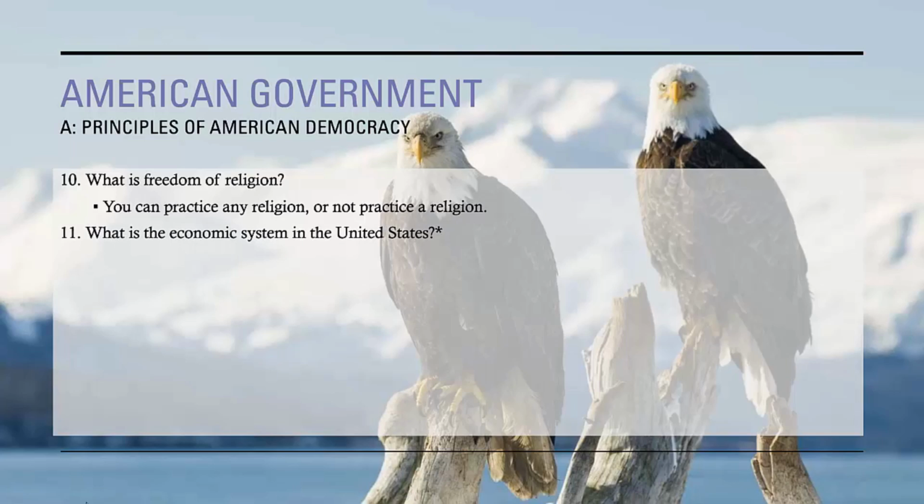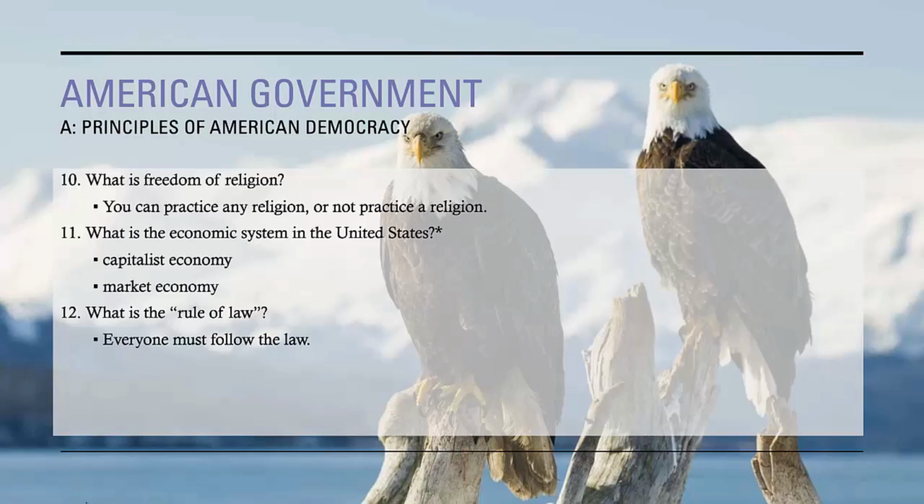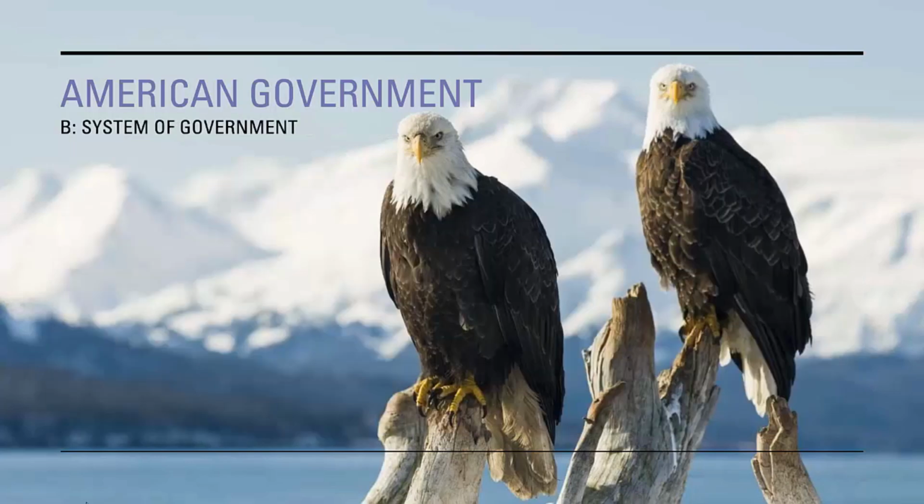Question number 11. What is the economic system in the United States? The United States has 2 economic systems: a capitalist economy and a market economy. Question number 12. What is the rule of law? The rule of law is that everyone must follow the law, leaders must obey the law, and government must obey the law. And finally, no one is above the law.